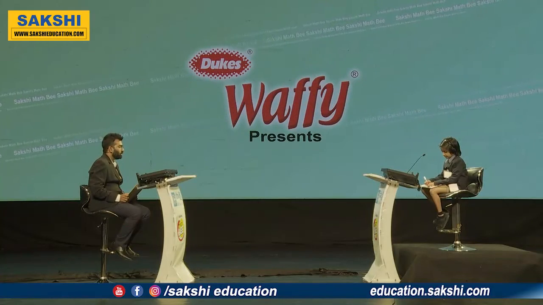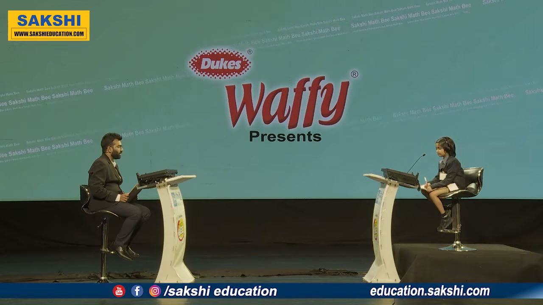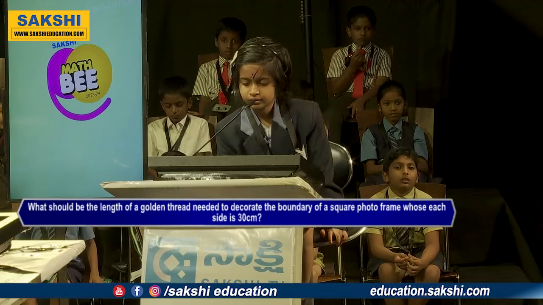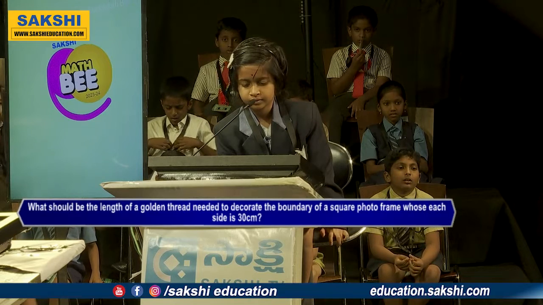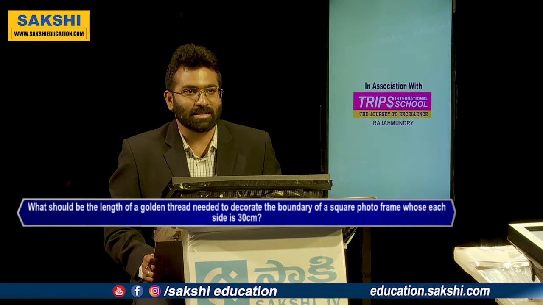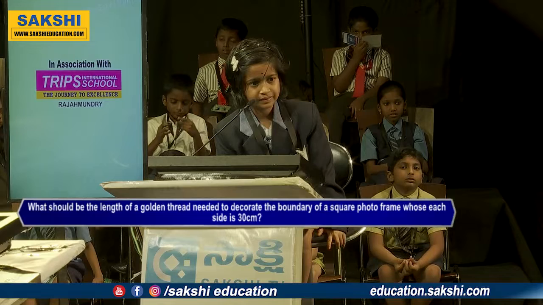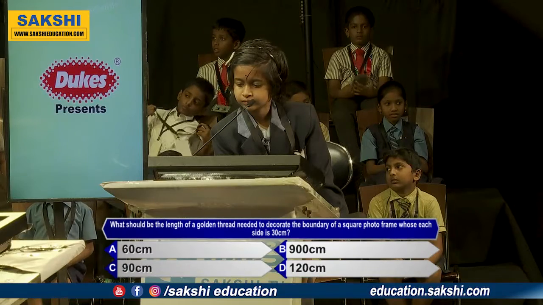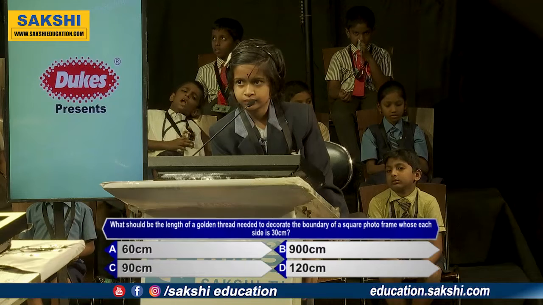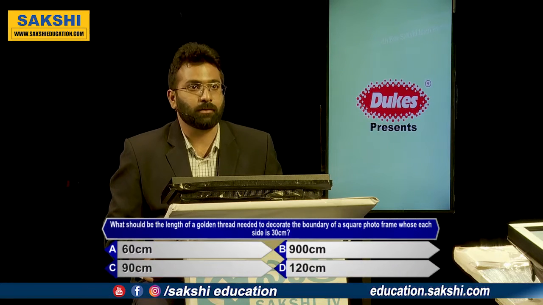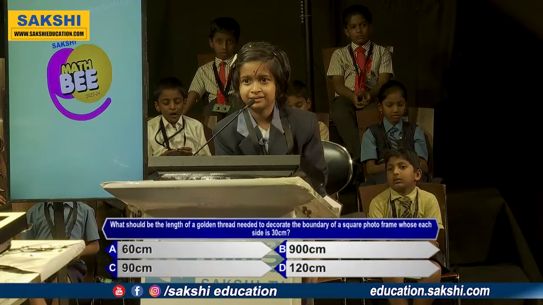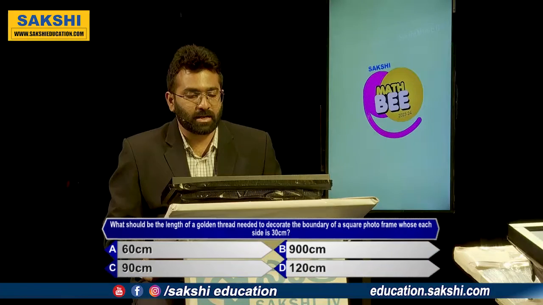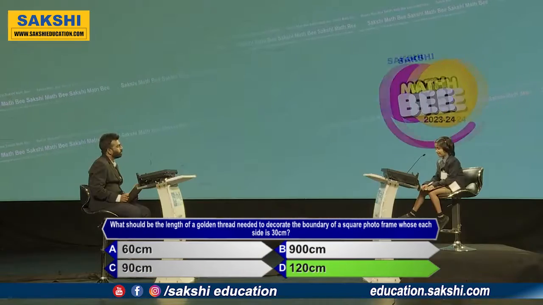Okay. Question for Jashwita on the screen, please. What should be the length of a golden thread needed to decorate the boundary of a square photo frame whose side is 30 centimeters? Options, please: 60 centimeters, 900 centimeters, 90 centimeters, 120 centimeters. Kindly read the question properly. Option D. Are you sure? Yes, sir. Please lock option D, 120 centimeters. You bag the bronze.